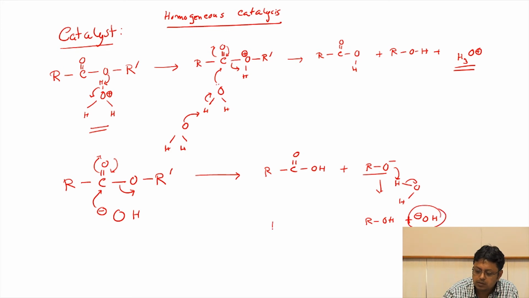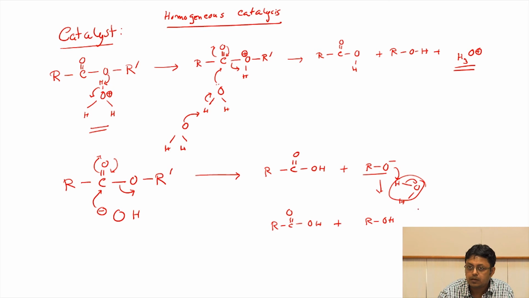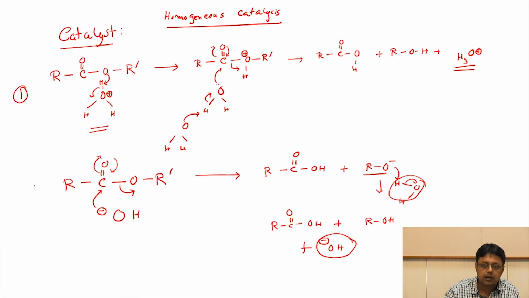So I'll have R, C, O, OH, and in effect this water is consumed. So this OH minus is regenerated, and you can see that we have just given you an example of acid catalyzed hydrolysis of the ester, as well as base catalyzed hydrolysis of the ester. So these are two different pathways, by the way. The base catalysis, if I remember correctly, is actually a slower process than the acid catalysis reaction.